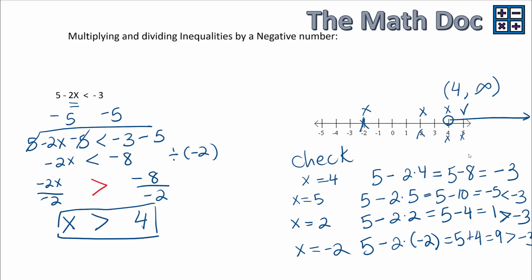So it looks like we solved this correctly. For any x larger than 4, this inequality is satisfied.